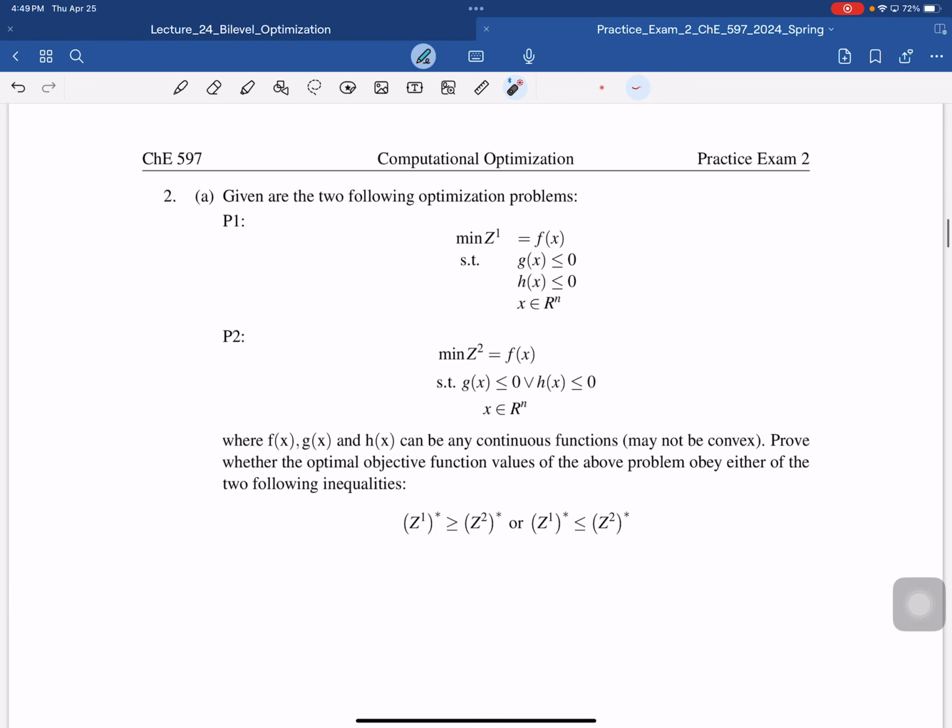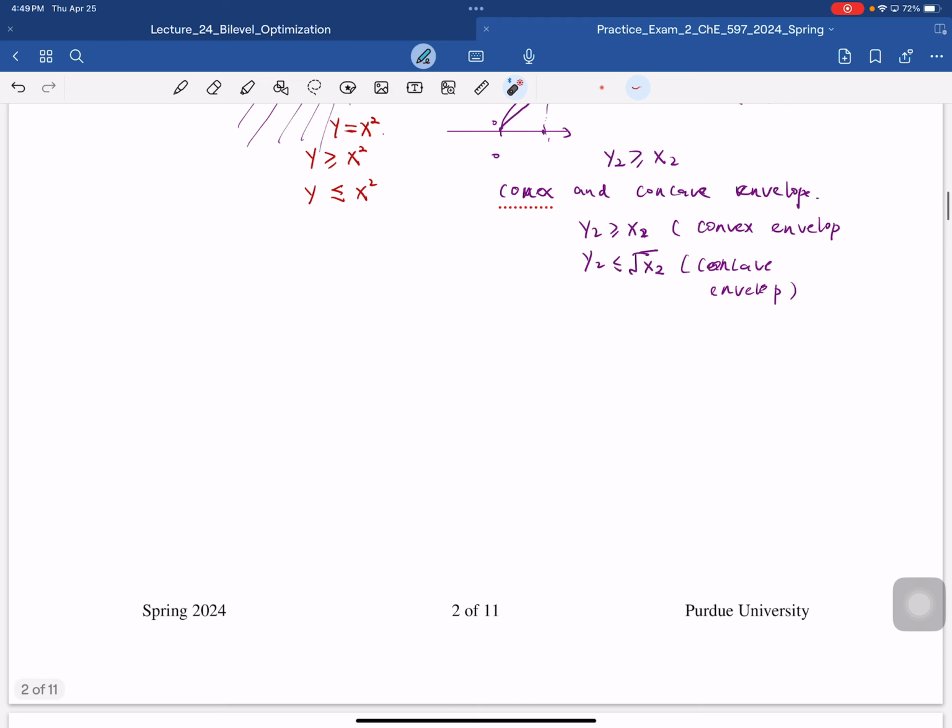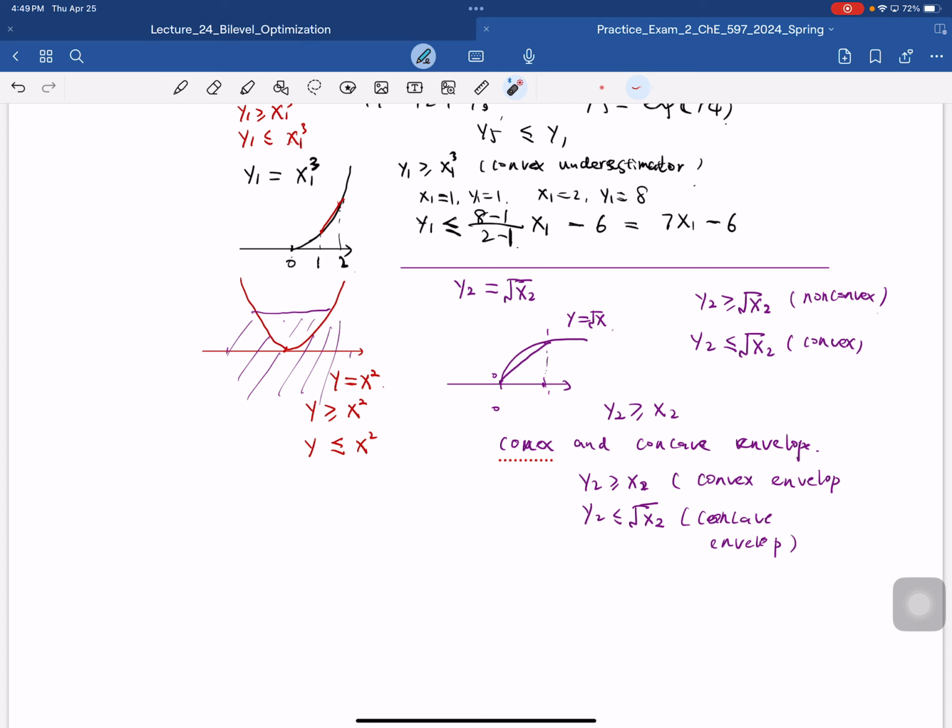So now let's talk about problem number 2. Part A is probably too trivial to write a proof. Yes? So like the previous question, the envelope by definition should be tight, should be very tight, right? Yeah, so how do you define tight over, for example, y2 greater than x2? So by definition, tight is that the convex hull of this region is the convex hull of the original epigraph.